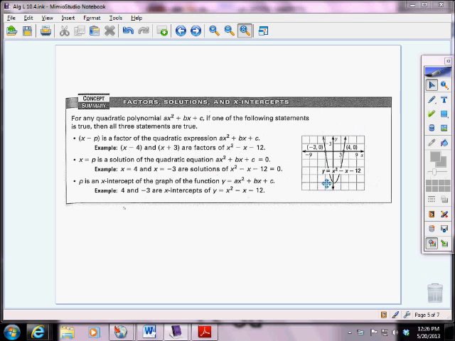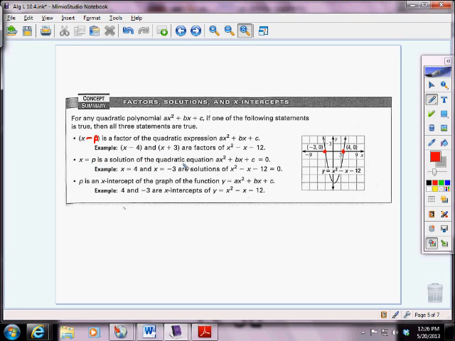Okay, so if we have a quadratic, you can see the graph of this quadratic here, x squared minus x minus 12. Basically, there are some important points about where it hits the x-axis. It says x minus p is a factor of the quadratic expression. If we write it in factored form, x minus 4, look at where it's hitting the x-axis at 4, x plus 3, look where it's hitting the x-axis at negative 3. Just knowing these two things, we could write the factors.